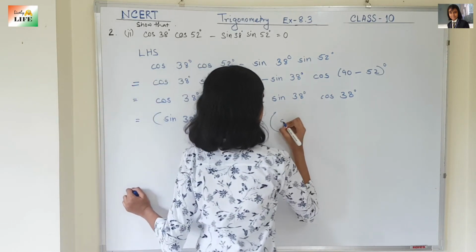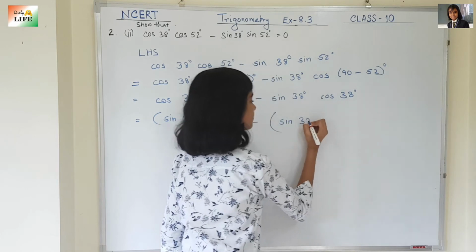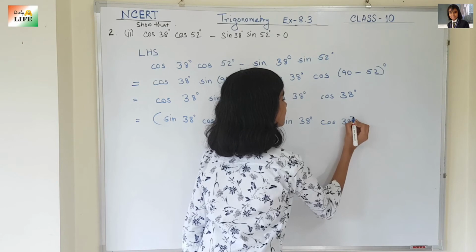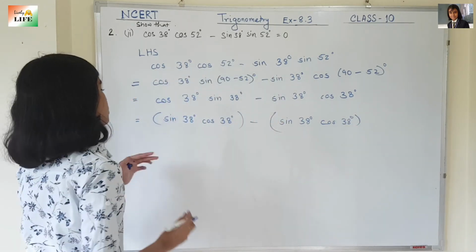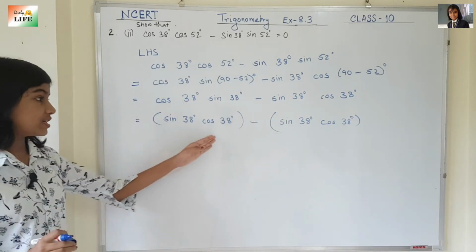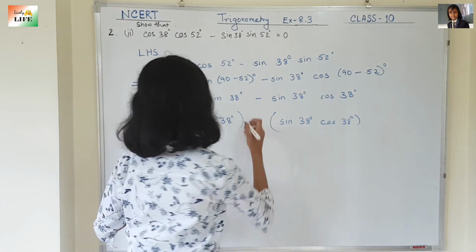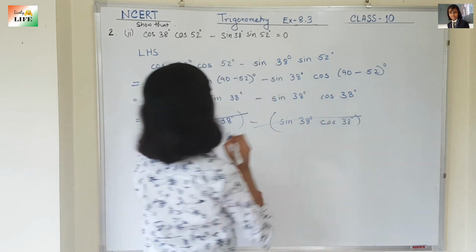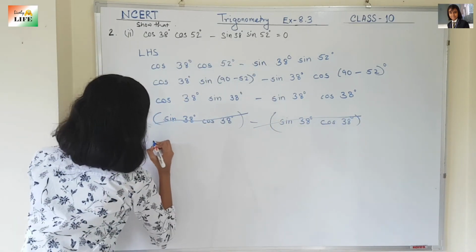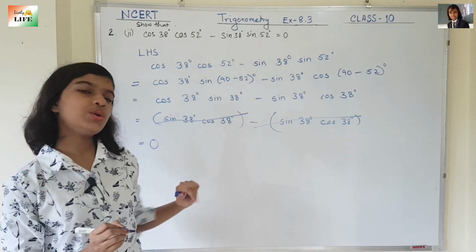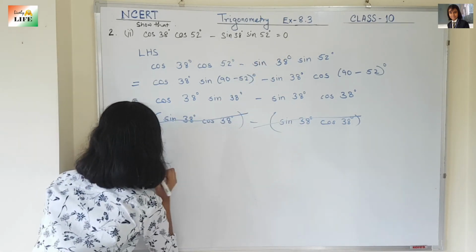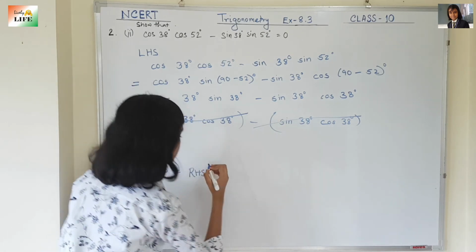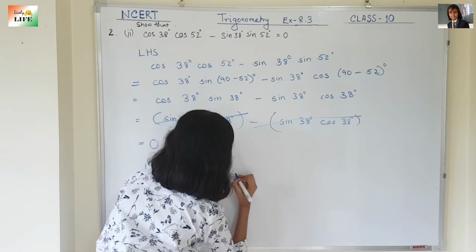Minus sin 38 cos 38. Okay, so see over here, sin 38 cos 38 minus sin 38 cos 38. So plus sin 38 cos 38 and minus sin 38 cos 38 will be cut. What is the answer? 0. See, 0, we have already proved it. So left hand side is equal to right hand side. Proved.